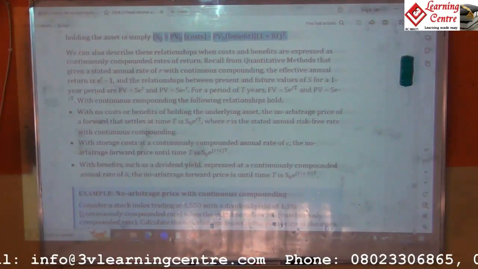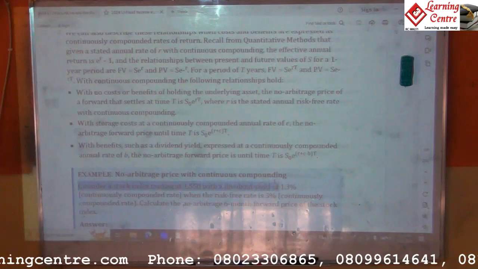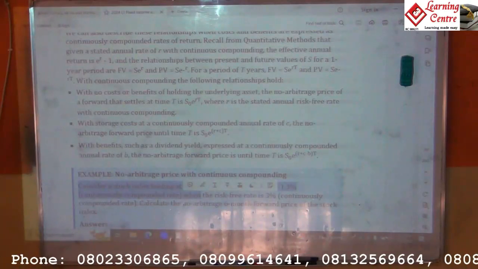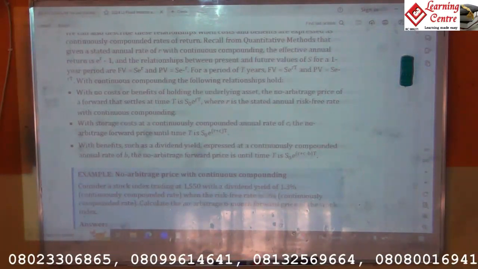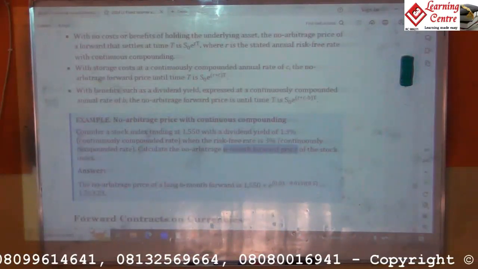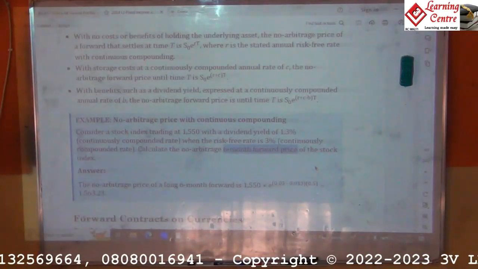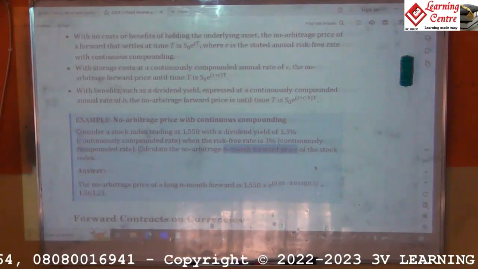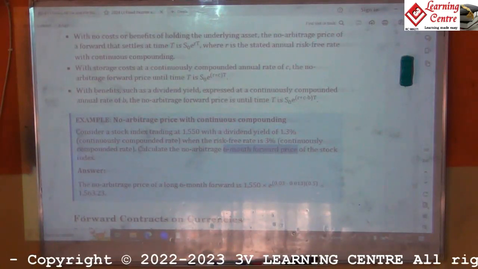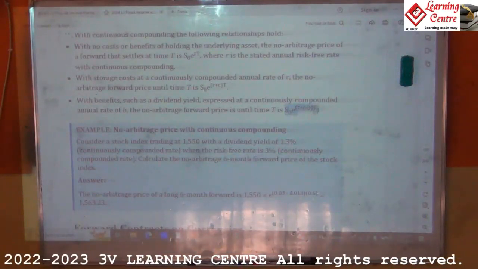So the idea is now the compounding, number of years, and all. So consider a stock index of 1550 with a dividend yield of 1.3%, continuously compounded, when the risk-free rate is 3%, continuously compounded. Calculate the no arbitrage 6 months forward. So 6 months is not 1 year, meaning you will do 6 divided by 12. So that S0(1 + r), when you now have continuous compounding, you now have a new formula, which is this.